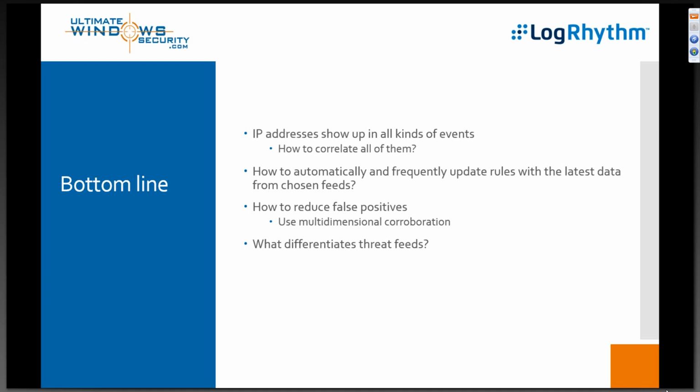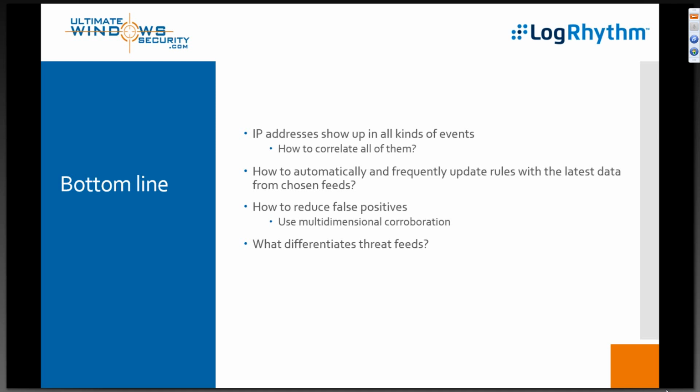And that's really what I would call the Holy Grail, and you're going to see that here in just a little bit. But what the bottom line comes down to is that IP addresses show up in all kinds of events. So how can you correlate to all of them? It really helps if your log management SIEM solution knows what an IP address is, no matter what type of event it comes from. And that's something you get with the normalization that LogRhythm in particular does.